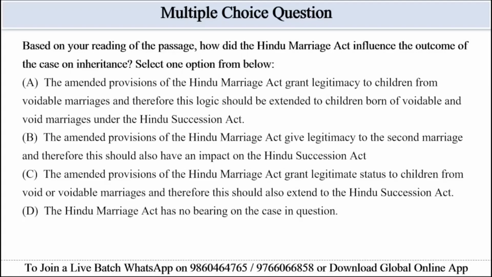Option C, the amended provisions of the Hindu Marriage Act grant legitimate status to children from void or voidable marriages, and therefore this should also extend to the Hindu Succession Act. So this one is correct because it matches the passage. In case of option D, the Hindu Marriage Act has no bearing on the case in question. So this one is wrong as it is the basis of the ruling. Hence, option C, the amended provisions of the Hindu Marriage Act grant legitimate status to children from void or voidable marriages, and therefore this should also extend to the Hindu Succession Act.